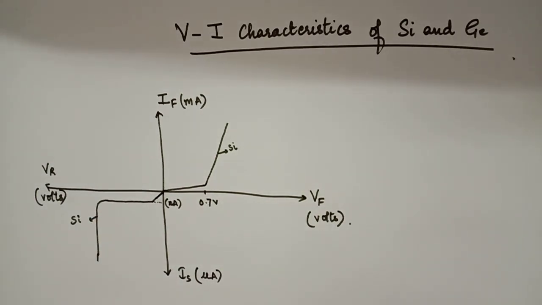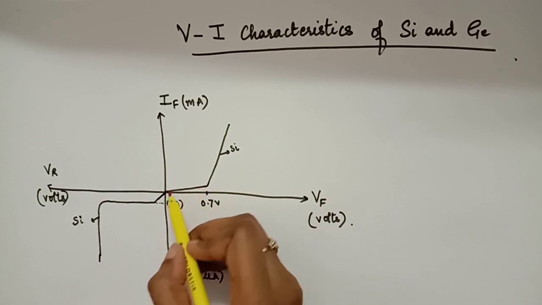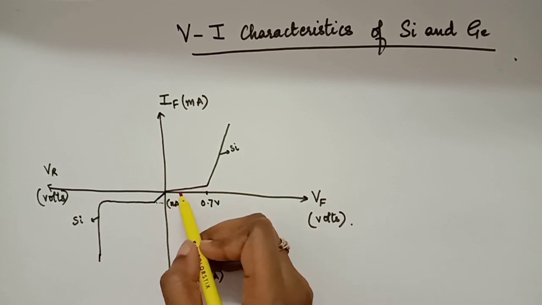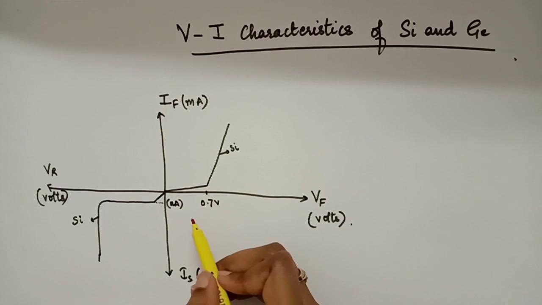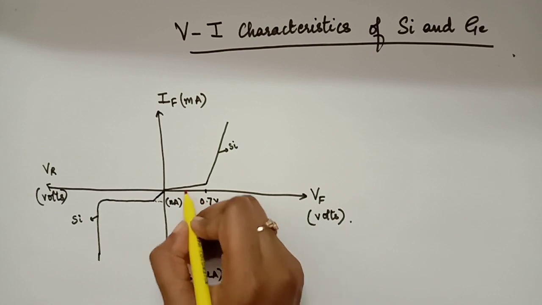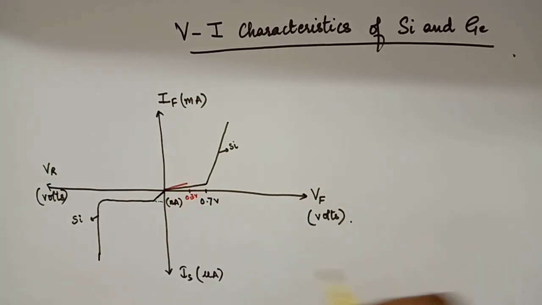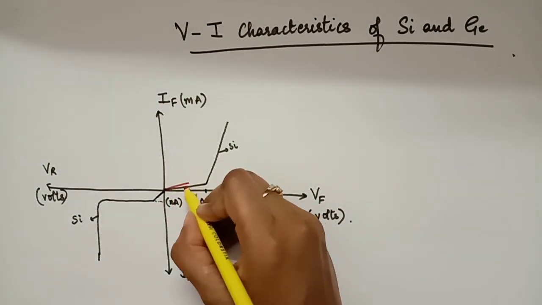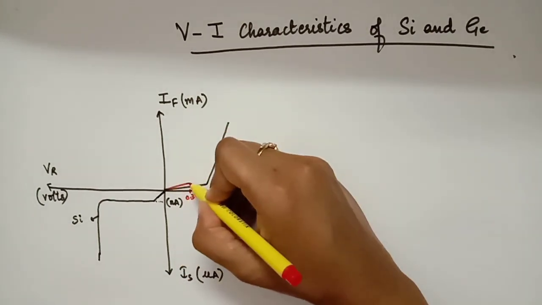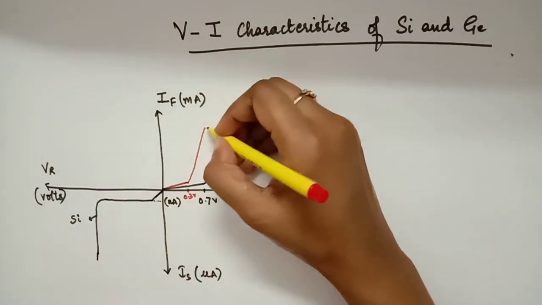Now let us draw the graph for germanium, and I will use a different color over here so that it is easy to understand. Now for germanium, the same concept will follow. That is, the current will rise negligibly till the knee voltage. And what is the knee voltage for germanium? It is 0.3 volt. So 0.3 will come earlier than 0.7. Let it be here. And we will draw the current negligibly till here. Or you can use the same line and leave the pen over here and then make the current rise. So this is for germanium.